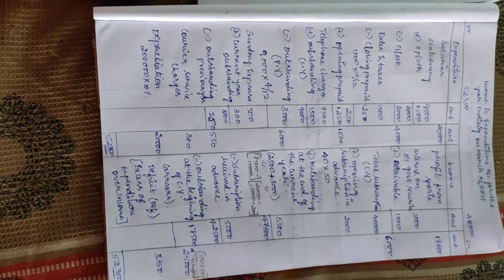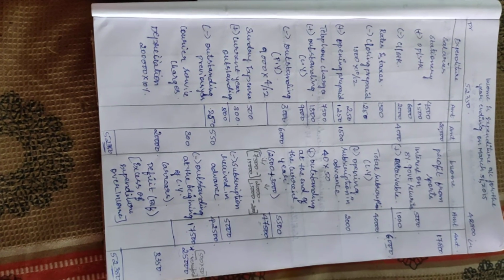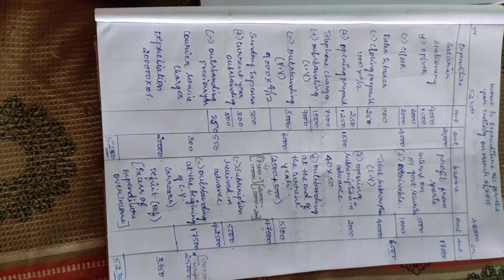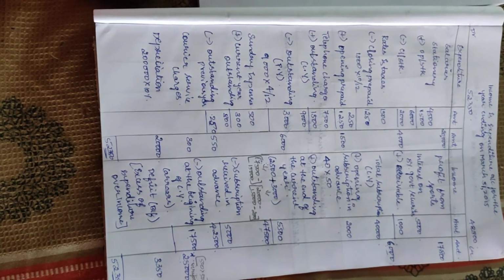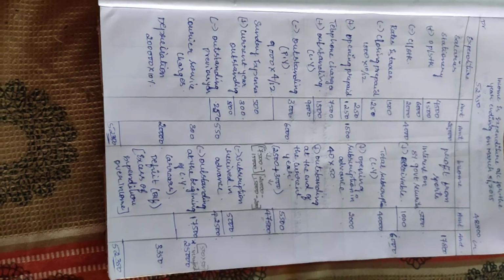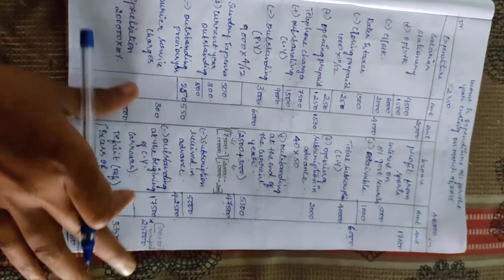So hope you have captured the screenshot. Now it's a simple way. Let's transfer all of it to the balance sheet and let us tally the balance sheet. Now let us prepare the balance sheet. Books of Friendship Club, balance sheet as on March 31st, 2015.